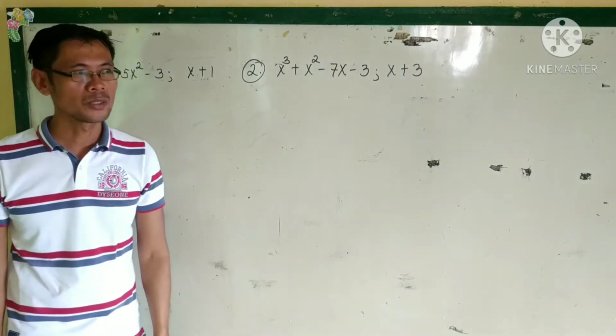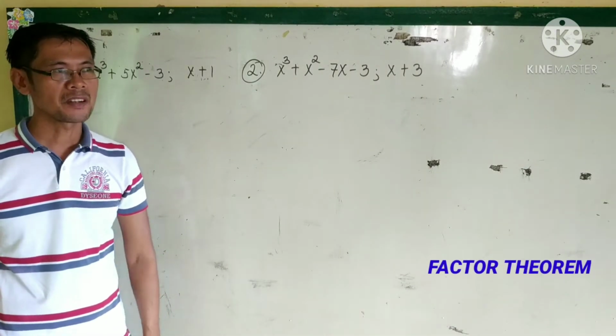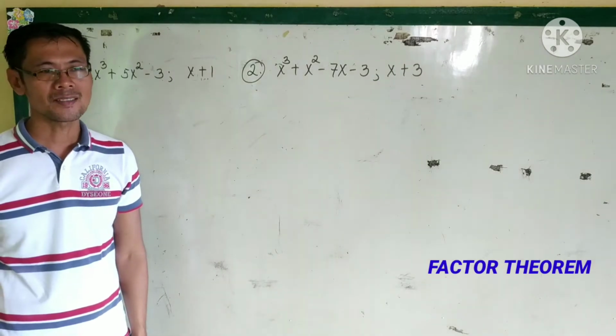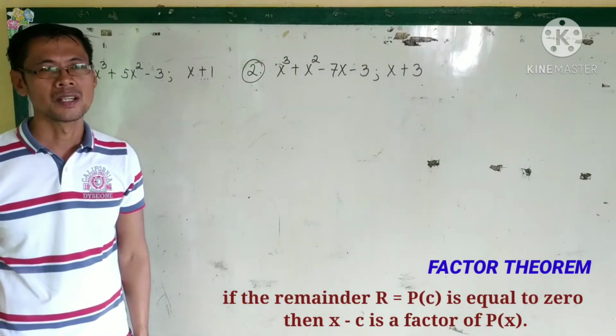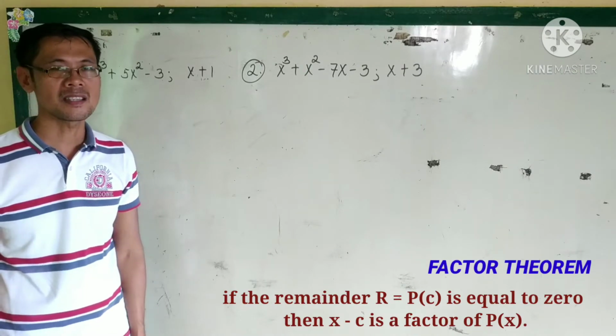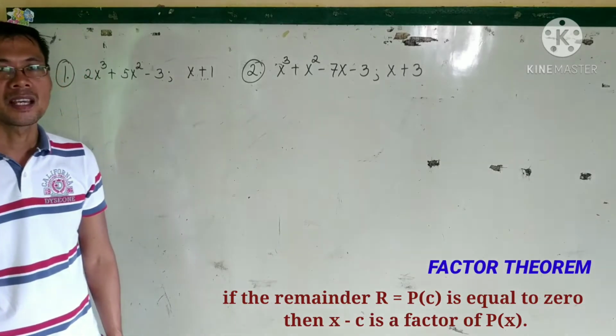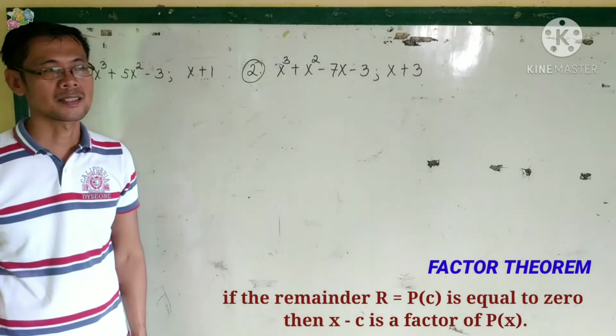So today we are going to talk about the factor theorem. When we speak of factor theorem, it states that if the remainder is equal to 0 when p of x is divided by x minus c, then x minus c is a factor of the given p of x.